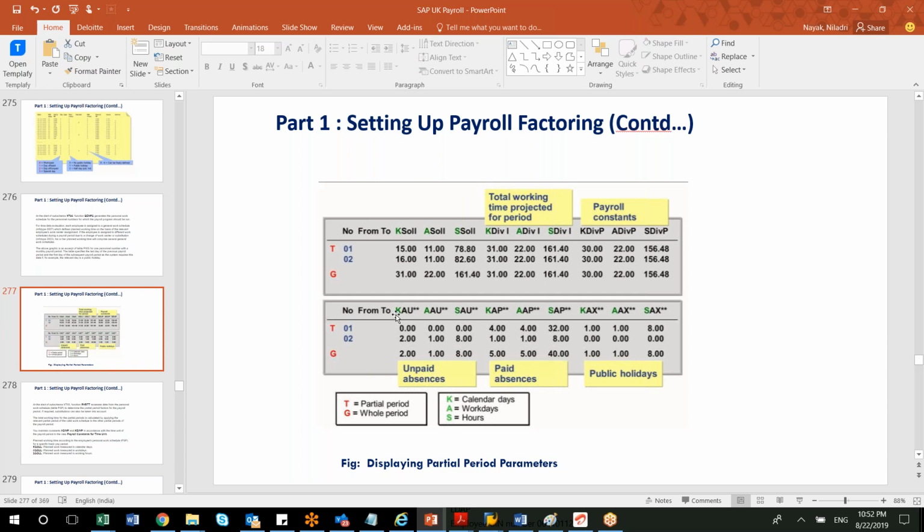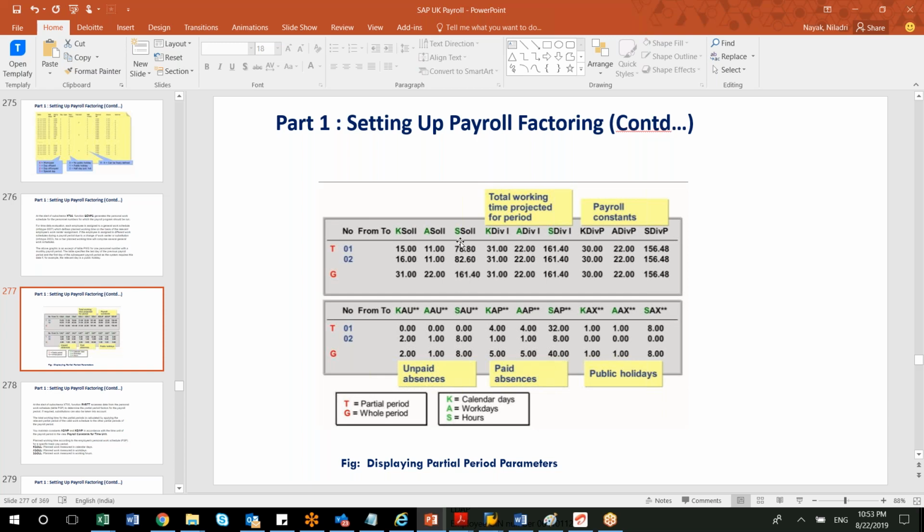That means the difference between calendar days and work days, as you know. Suppose we are considering the month of August. For the whole period, G, the whole period is 31 days. So 31 days in the month of August is our calendar days. But when I say ASOLL, this constant, A is for working days. Out of 31 days, you have 22 working days, so 22 days will be considered your working days.